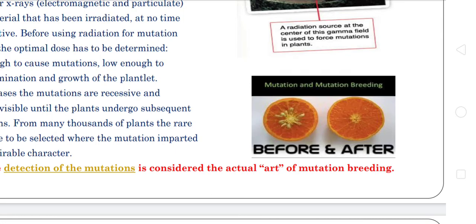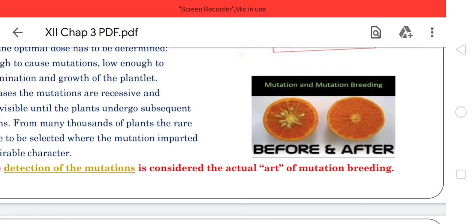Just observe the citrus fruit. Before the mutation, we can see the different ovules in a multicarpellary fruit. From each carpel, seeds emerge. But after irradiation, we can see there are no seeds. So these are examples of how irradiation works.